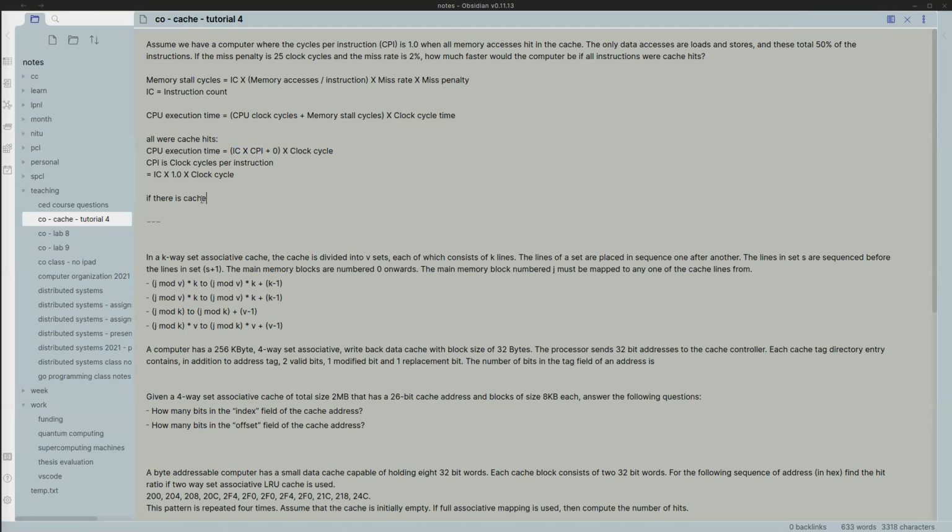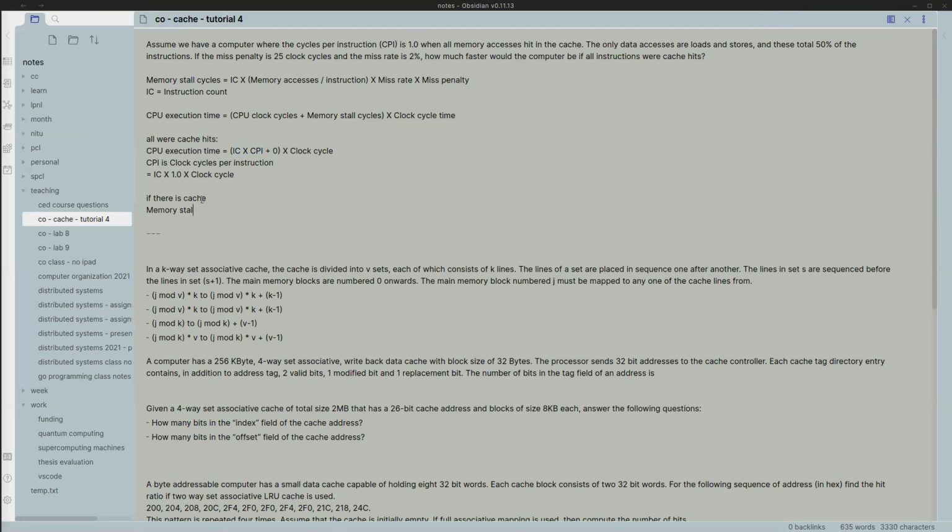Okay. If there is cache, what should you do? First, I have to find out what the memory stall cycles are, right? I know that the formula is instruction count times memory accesses per instruction. So how many memory accesses are there per instruction? It is 1.0 plus 0.5, because 50% of the instructions are loads and stores. So now we are assuming that 50% of the accesses are missed. So it is 1.0 plus 0.5.